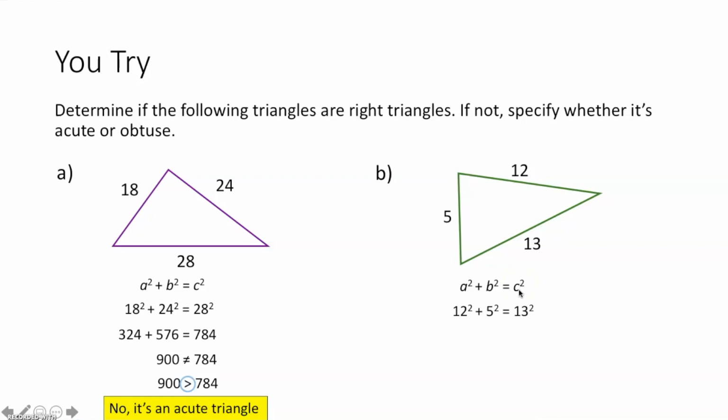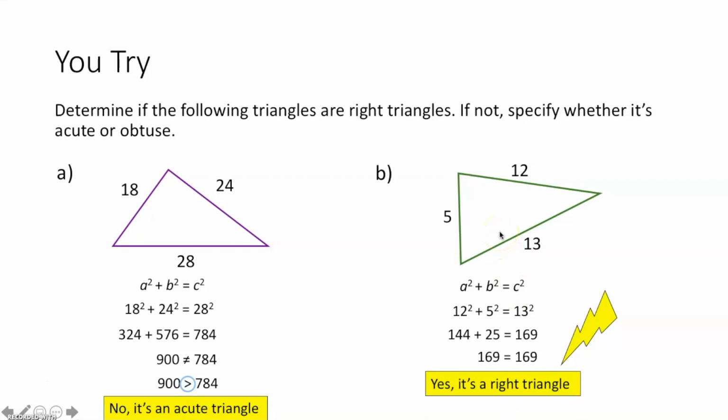We then go ahead and plug in 5 and 12 for A and B. Doesn't matter which one's which. We square each of these terms. We then add these 2 together and we end up getting 169 is equal to 169, meaning a squared plus b squared is equal to c squared. Therefore, this is a right triangle.